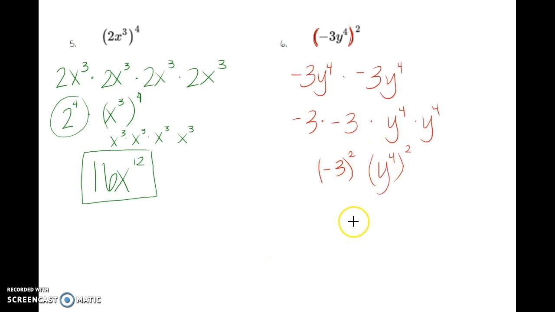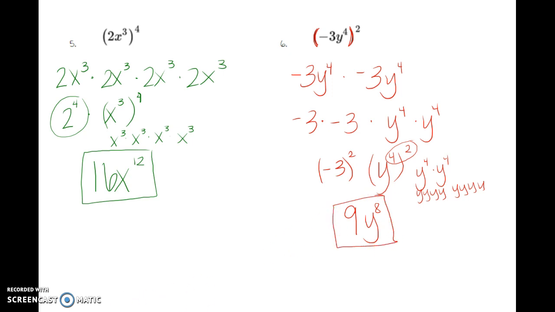Well, negative 3 times negative 3 is 9, and y to the 4th squared, we know we need to multiply these exponents when it's a power to a power, so that's going to be y to the 8th. And if we didn't remember the rule, remember you can just take y to the 4th times y to the 4th. You could expand it even further. You could write out the 4 y's times 4 more. Go ahead and try out the problems on Schoology.